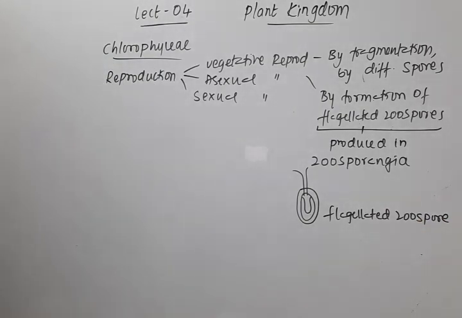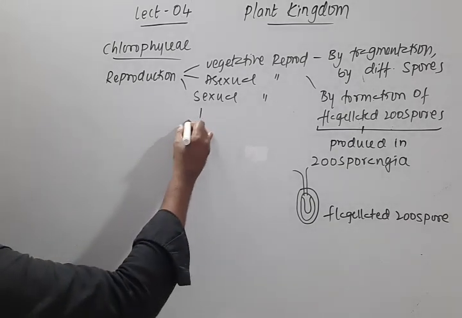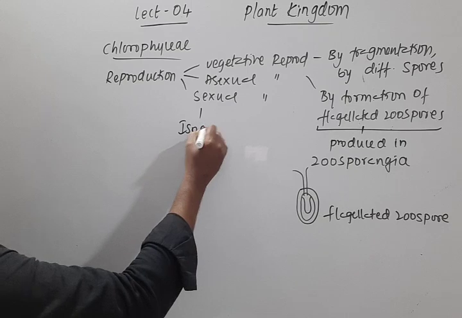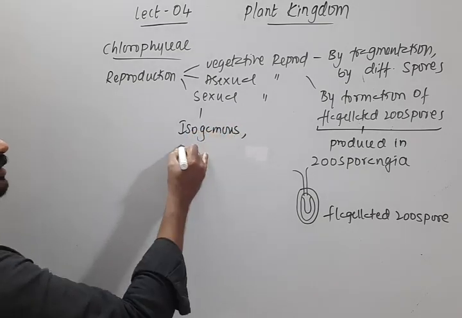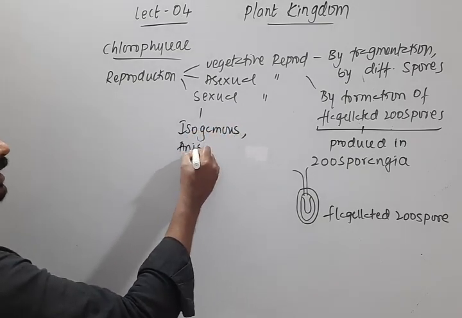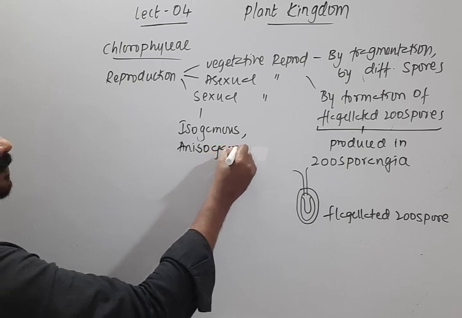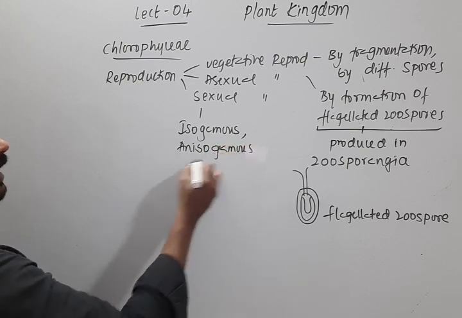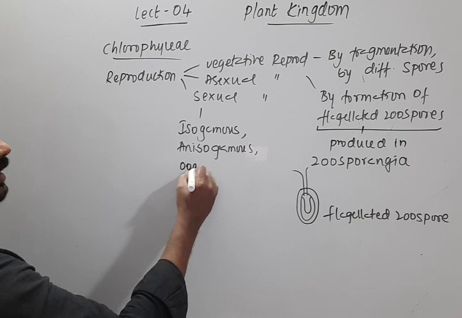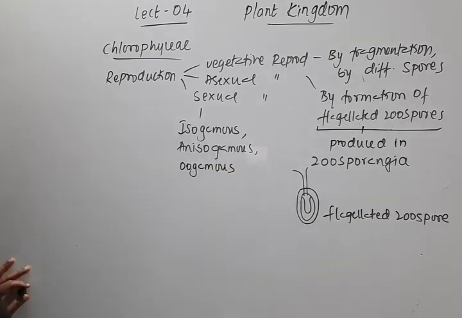The next, coming to the sexual mode of reproduction. This will be by any of the methods they follow. In some cases it will be isogamous, in some cases anisogamous, and in some cases oogamous.